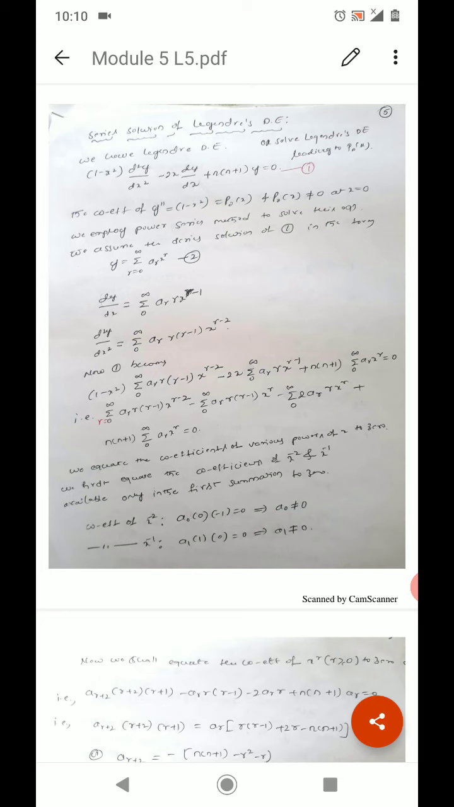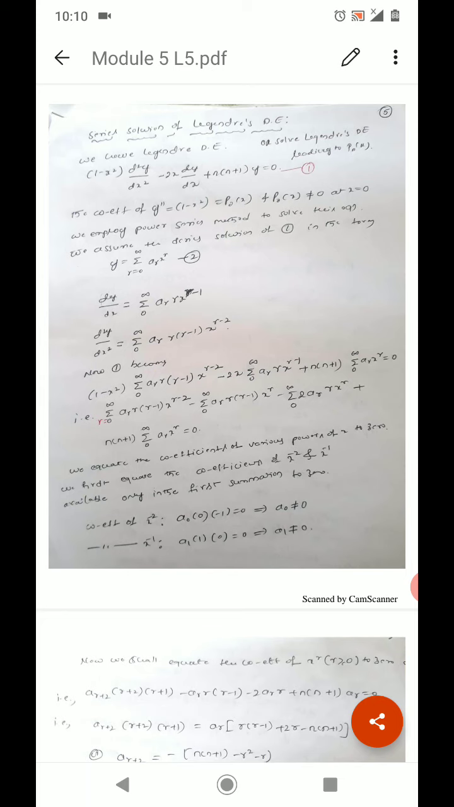So, the standard form of Legendre's differential equation can be given as (1 minus x square) d square y by dx square minus 2x dy by dx plus n(n plus 1) y equal to 0. Take that as equation 1. The coefficient of y double dash, that is 1 minus x square, can be taken as p naught of x. Also assume p naught of x is not equal to 0 when x equal to 0.